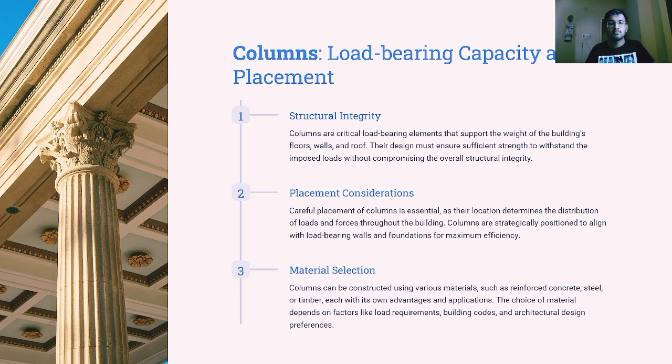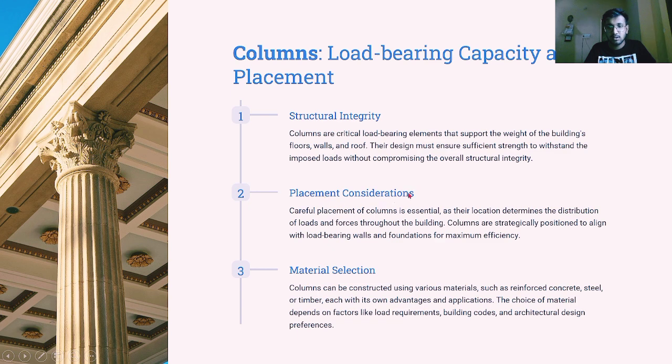Next, we have columns, load-bearing capacity and placement. Columns are critical load-bearing elements that support the weight of the building, floors, walls, and roof. Their design ensures sufficient strength to withstand the imposed loads without compromising the overall structural integrity. As you can see, the columns are placed at certain places where they can hold the maximum weight of the upper roof so that it does not collapse.